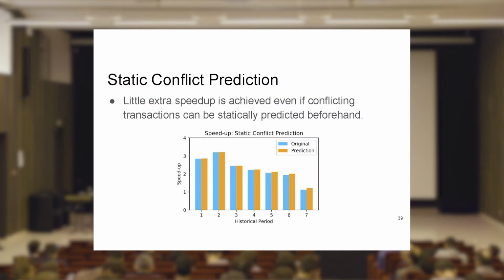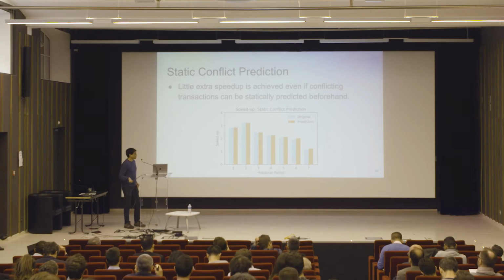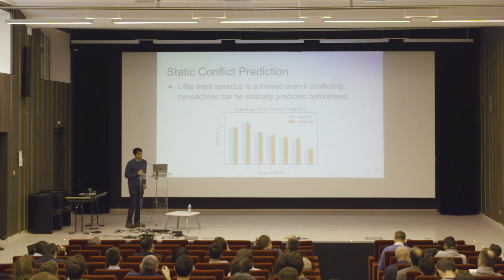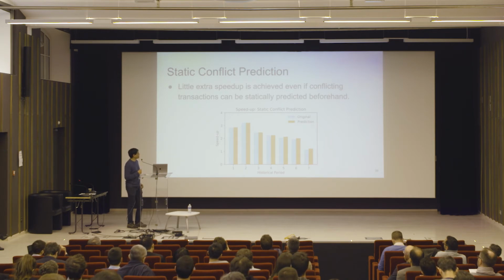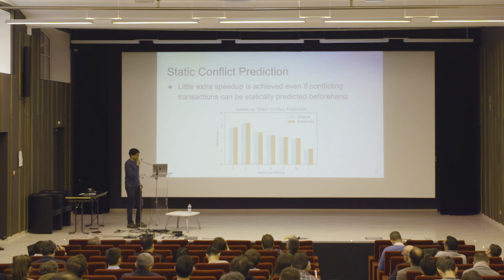And then another alternative experiment we looked at was, what if we assume that we can just look at the transactions in a block and statically determine whether a transaction will abort? If you can look at the transaction and determine whether it aborts, then there's no point in running the transactions that you know are going to abort. And if you assume that you have this ability to statically predict, you get some minor improvements in speedup, especially towards the end of the historical periods, like period 7.